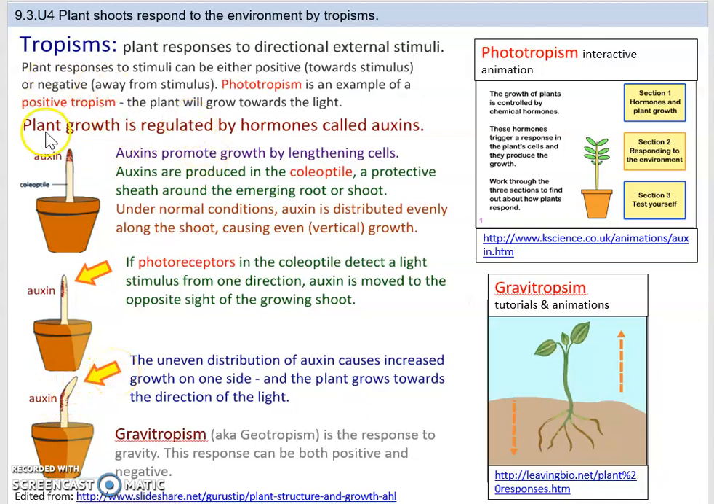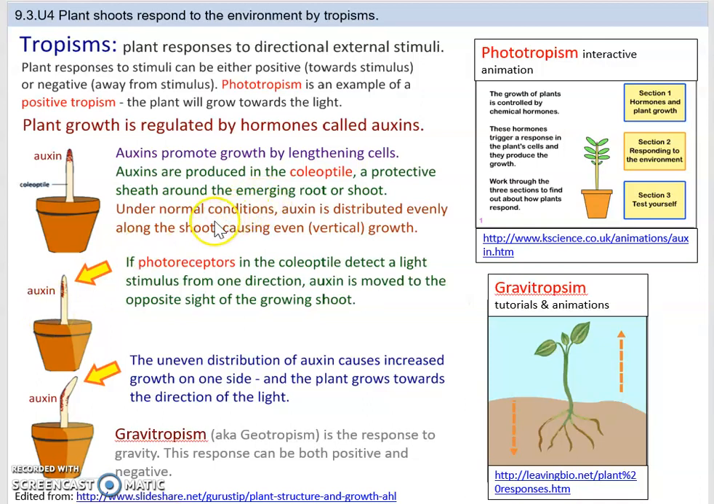So if light is not unidirectional, auxin is going to be distributed equally all the way through this meristematic tissue, and the meristematic tissue is all going to undergo mitosis at a rate which is the same, which allows the growth to go upwards. If the light is coming just from one direction, you've got unidirectional light, what happens is the auxin is going to be moved away from the light, and the auxin moves to the shaded or dark side of the plant. That means that the dark side of the plant, this side here, is going to receive more auxin, and it's auxin which is promoting cell division and cell elongation.